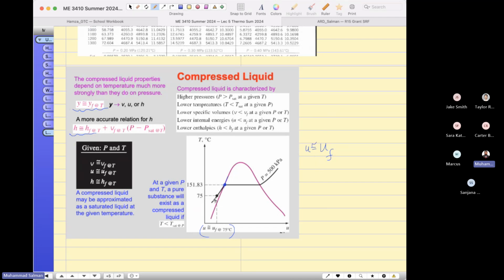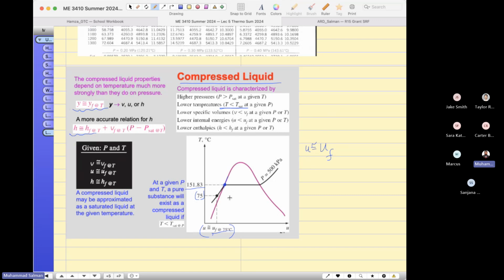So if I tell you that the temperature is 75, less than the boiling point, the boiling point is 151.83, but your liquid is at 75, it is inside the compressed liquid state. The actual temperature is less than the saturation temperature, so the liquid lies inside the compressed liquid state, but the properties you will consider from the liquid line. Okay, guys, have you understood this concept?